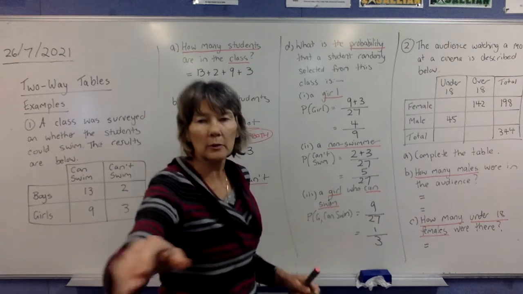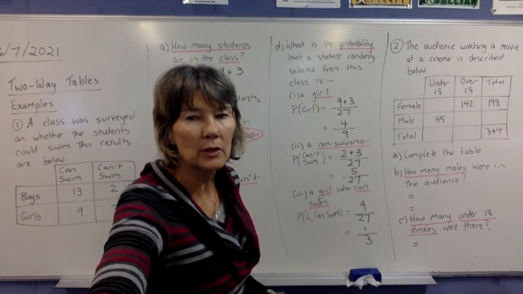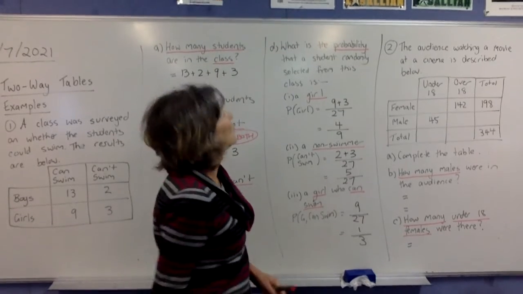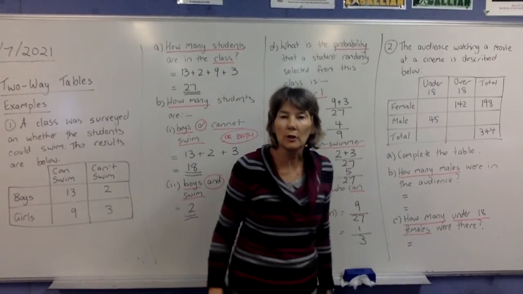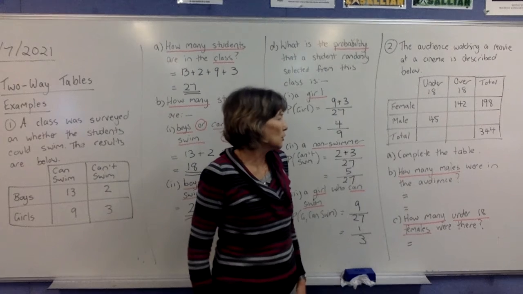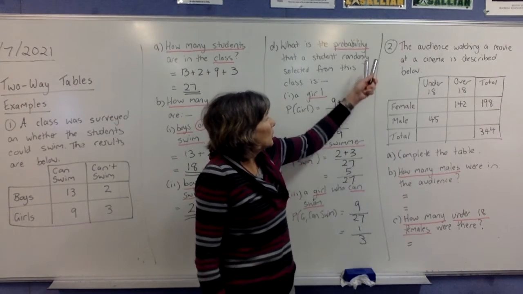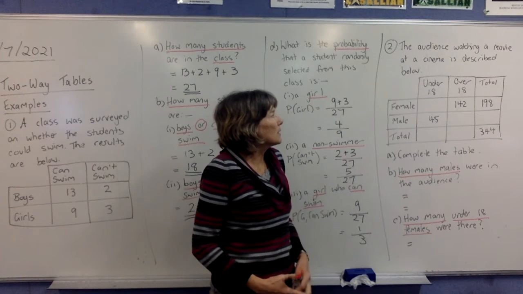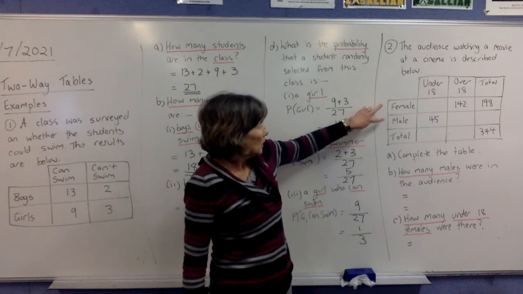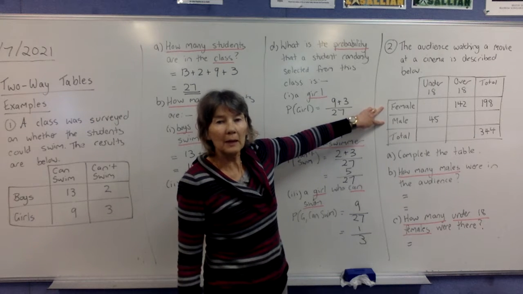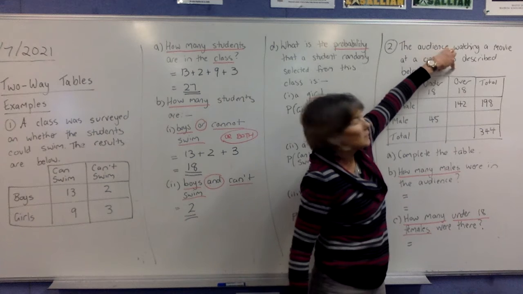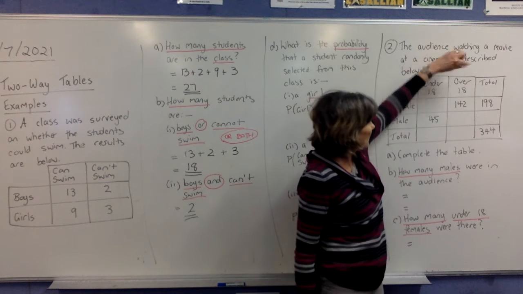Alright, now we're starting another question here. Now this one involves a little bit more thought because they don't have the whole table given to you. The first question is asking you to complete the table. So we have an audience watching a movie at a cinema. The audience is either male or female, and at the top the audience is either under 18 or over 18.